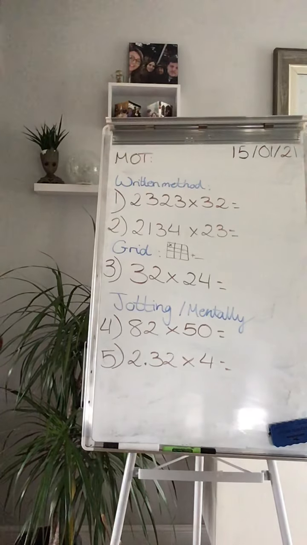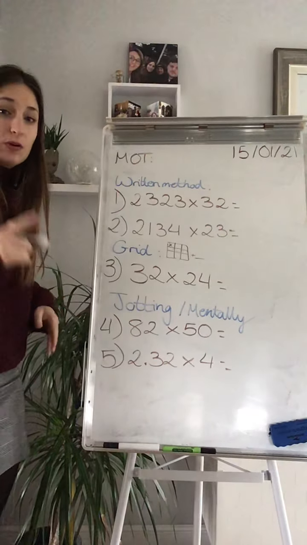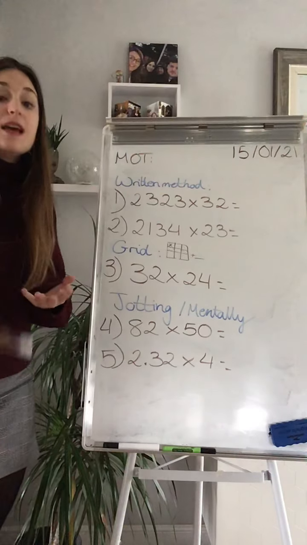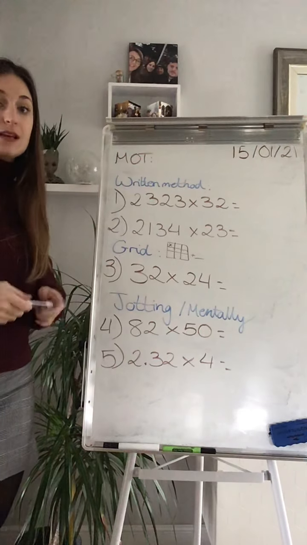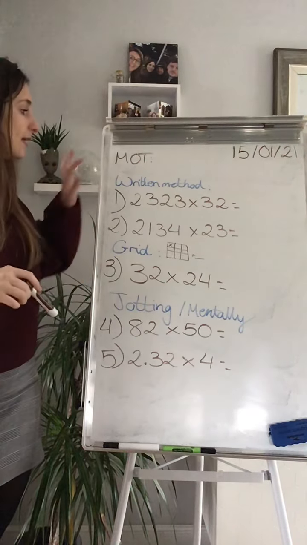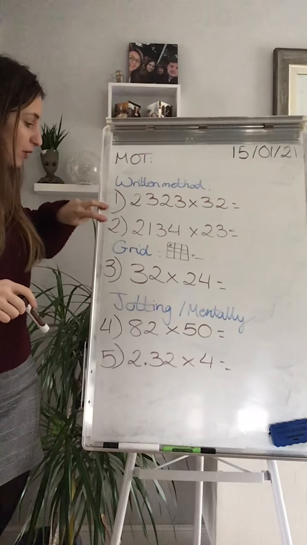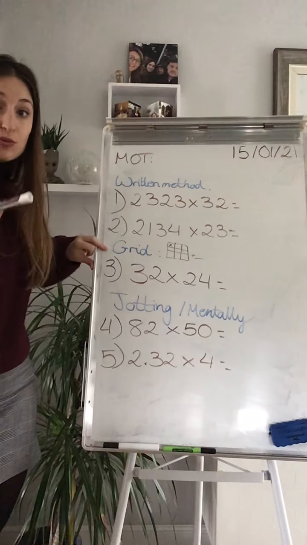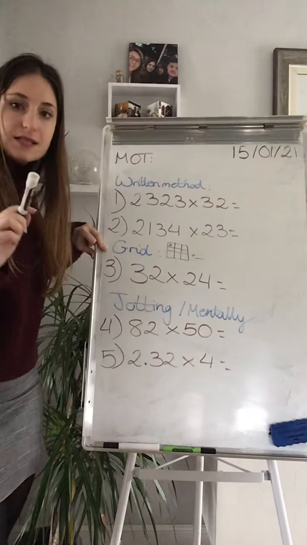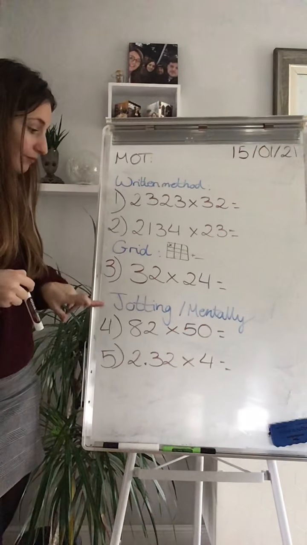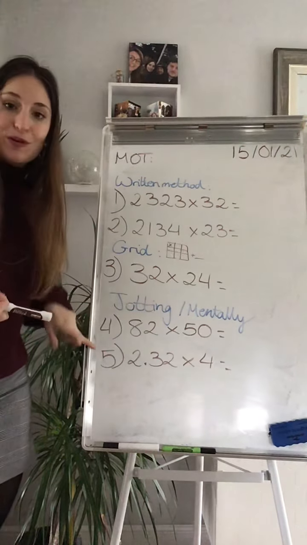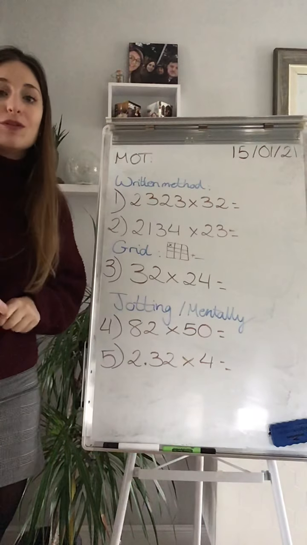Please make sure you show me the working out, the different methods that I asked you for, so I can see that you've been learning them during previous weeks, last week and this week. Written method for number 1 and 2. Grid method, which we learned last Tuesday, for number 3. And jotting or mentally for number 4 and 5. Go for it and we'll correct it on Monday.